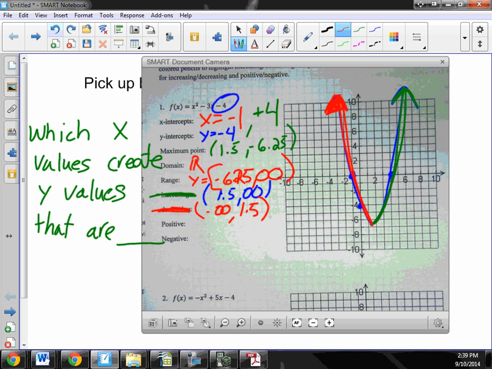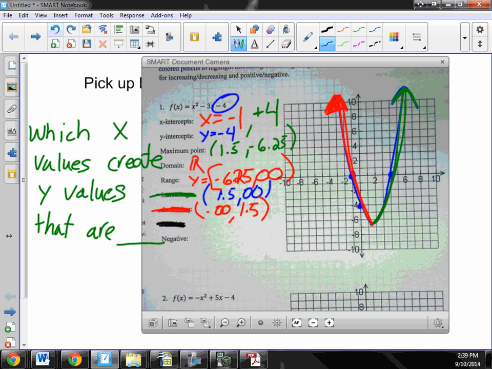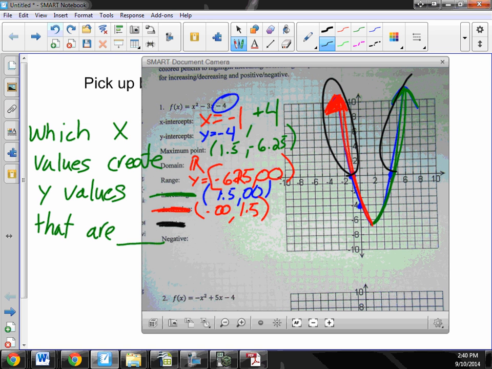Okay. New color, positive. Which x values create y values that are positive? So we kind of have two pieces. This is positive and this is positive. So what is the smallest x on the left side? Negative infinity.